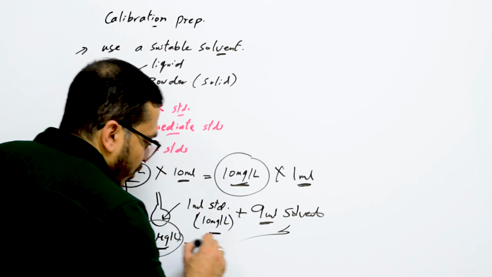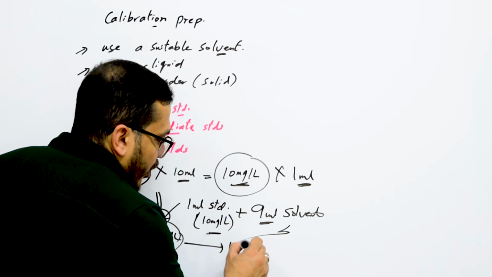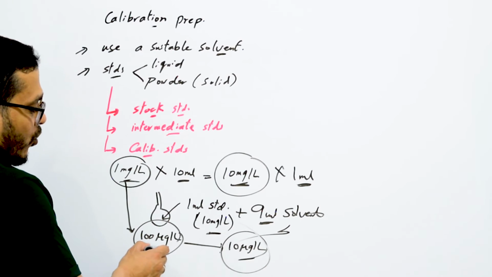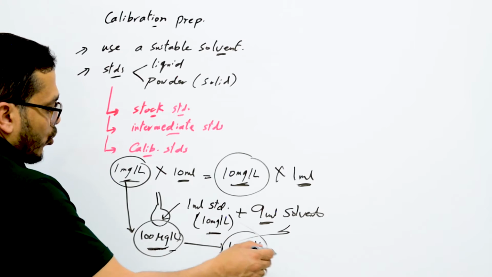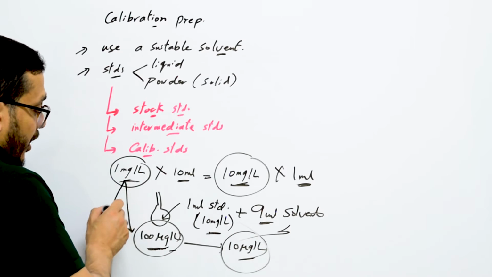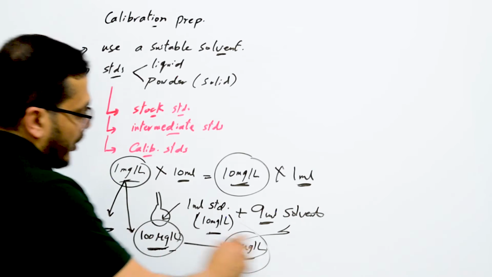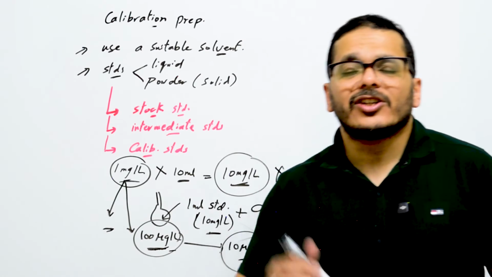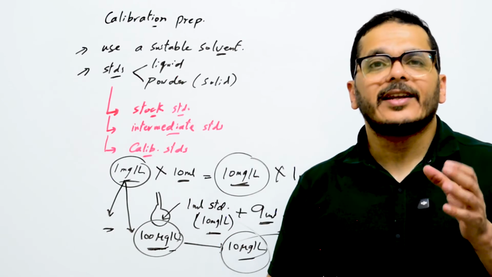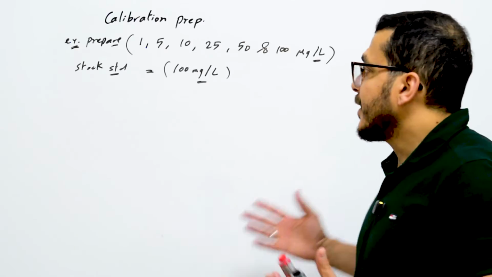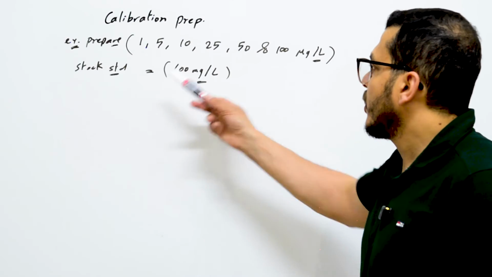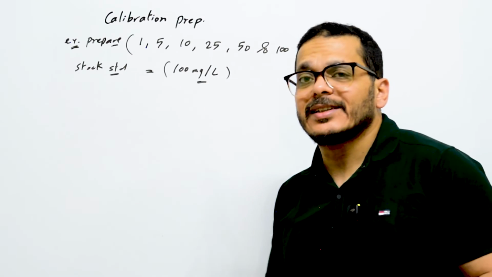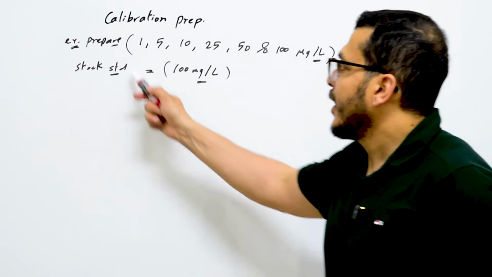Then from 100 you will prepare 10 microgram per liter if you need this. But if you will prepare your calibration from 100, it's okay, you don't need to go for 10. If you will prepare your calibration from 1 milligram per liter, you don't need to go for this serial dilution. You will just dilute the stock standard in the suitable solvent. As in this example, you need to prepare 1, 5, 10, 25, 50 and 100 microgram per liter calibration standards from the stock standard.